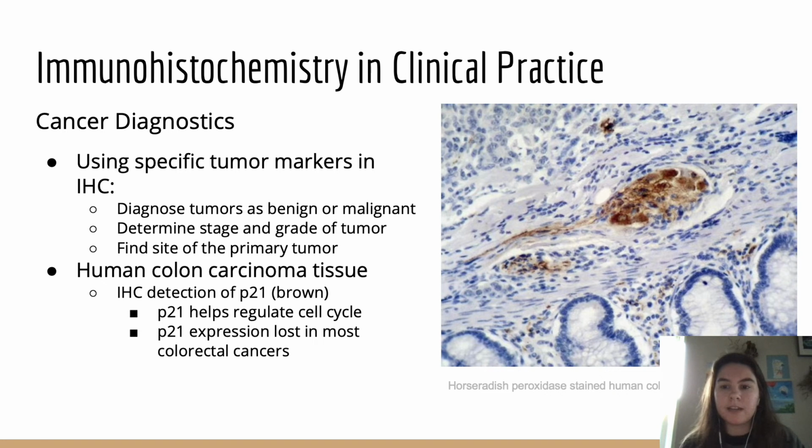The image on the right depicts an example of using IHC to detect P21, a cyclin-dependent kinase inhibitor, in human colon carcinoma tissue. P21 plays a role in regulating the cell cycle, and since P21 expression is lost in most colorectal cancers, the visualization of P21 localization and intensity can help physicians to determine a cancer diagnosis.